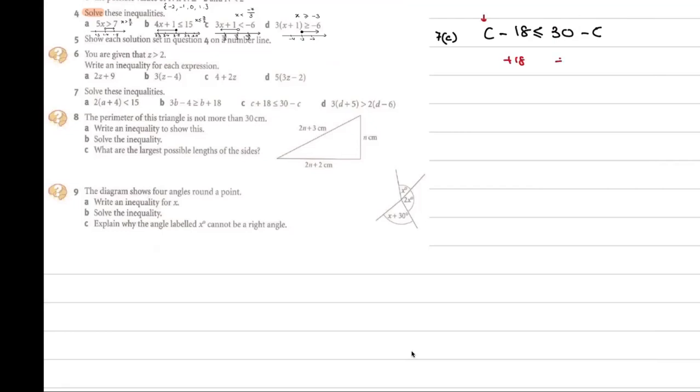Negative 18 plus 18 is equal to 0. C is less than or equal to 38 minus C. Now I'm going to put the other C to the other side. Negative C plus C will remove it. We get 2C is less than or equal to 38. Divided by 2, divided by 2. C is less than or equal to 19.